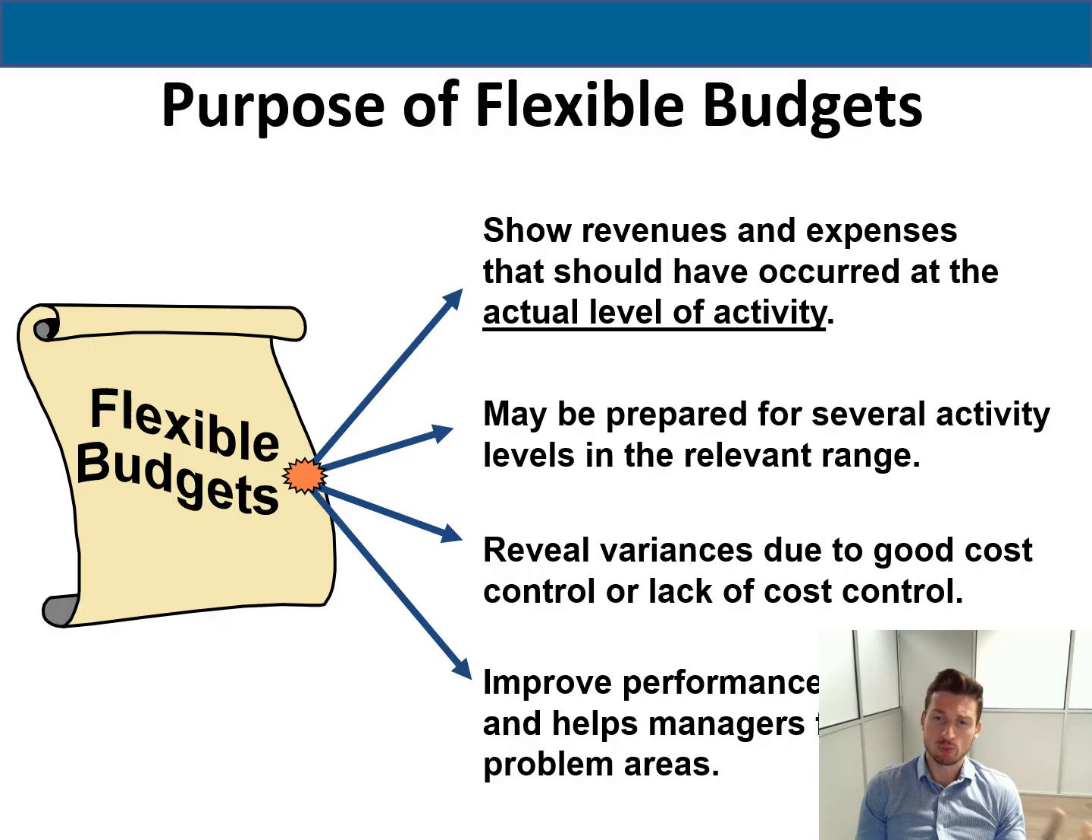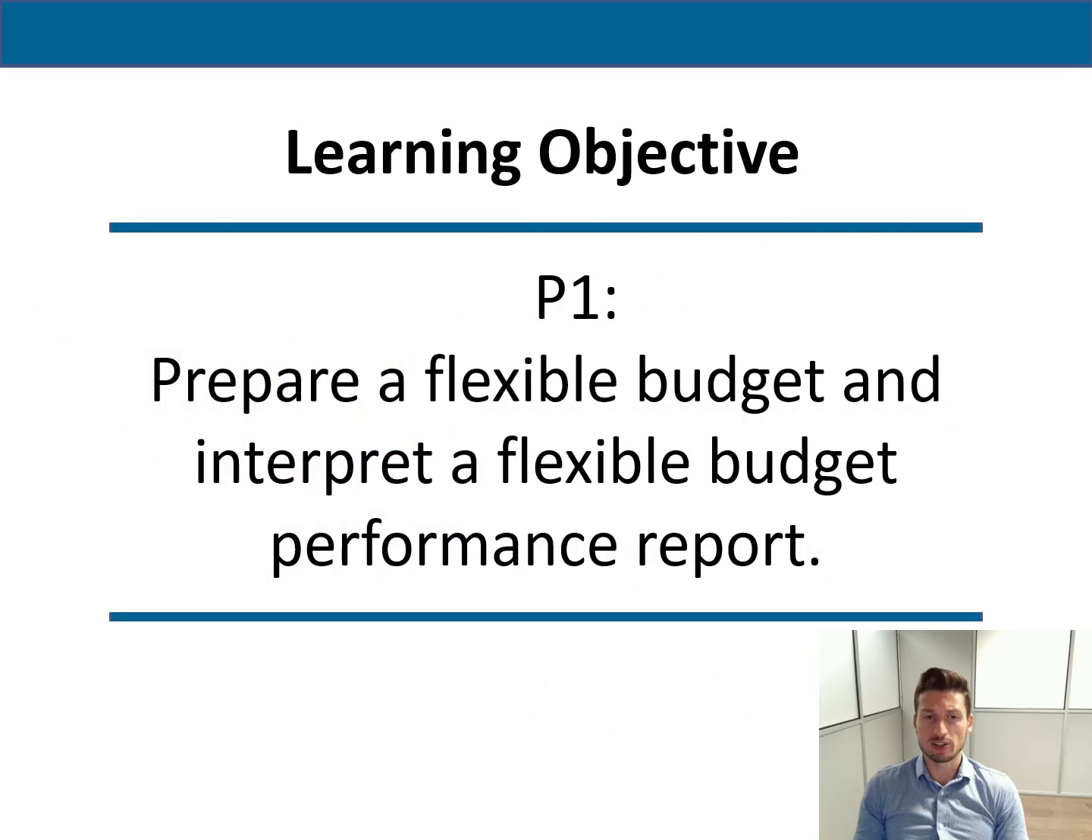Normally we prepare them for several different levels. It can be for 10,000, 12,000, 14,000, 16,000. So it's like budgeted results, and after that we compare them with actual results, because finally our aim is to compare apple to apple or banana to banana. Okay? We're going to start preparing a flexible budget, and we're going to interpret a performance report.